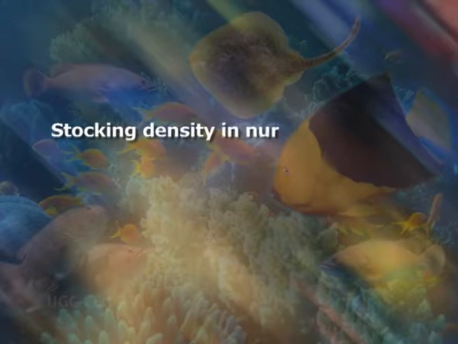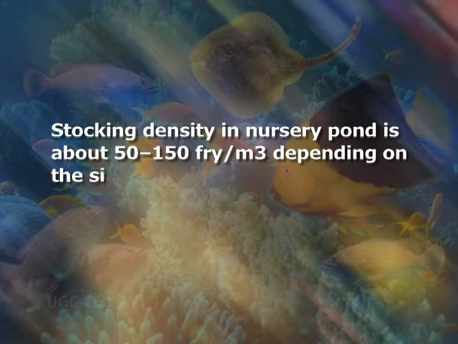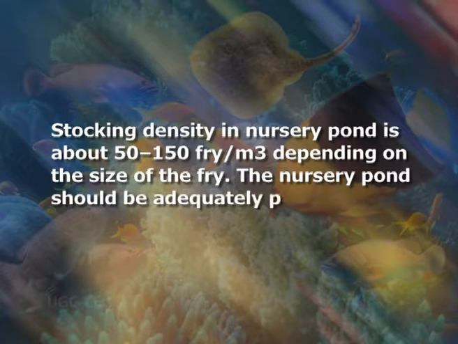The size of the nursery pond ranges from 500 to 2000 square meters with water depth of just 40 to 70 centimeters, that is, they are very shallow. Each nursery pond has at least one gate installed with a fine screen, 1 mm mesh size, to prevent undesirable organisms from entering the pond as well as to prevent the escape of the stocks. Stocking density in nursery ponds is about 50 to 150 fry per cubic meter depending on the size of the fry. The nursery pond should be adequately prepared prior to stocking.